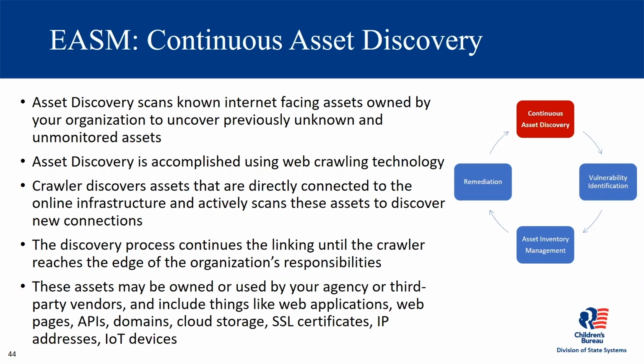So give you an example. If one of your assets had a registration and that email address was somehow different than the domain name that you were originally searching, that would be a possible link, and the crawler would then kind of go off in that direction. So it's very fascinating how that works. And it will literally, as they say, crawl or discover these linkages until it reaches the edge of your organization's responsibility. So it will be a whole variety of assets that are owned or used by your agency or third-party vendors. And it can be, like I said, web applications, web pages, APIs, domains, just the whole list, cloud storage, as we talked about, and the like. So that is basically what's going on with the continuous asset discovery.